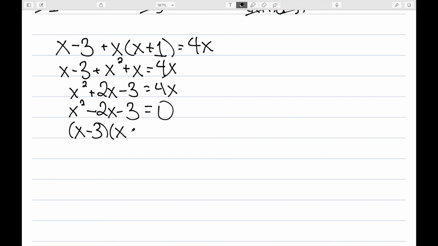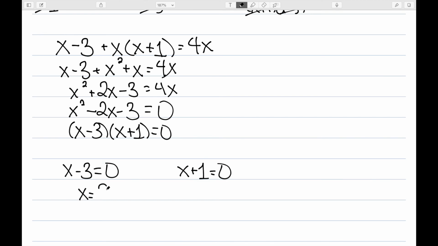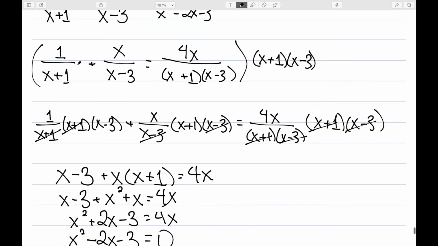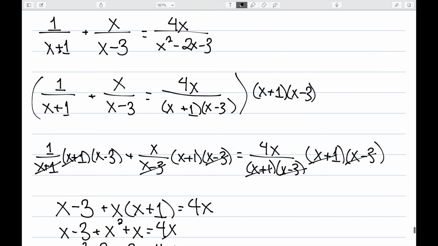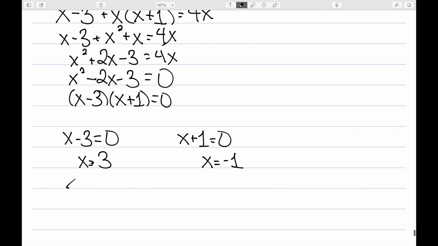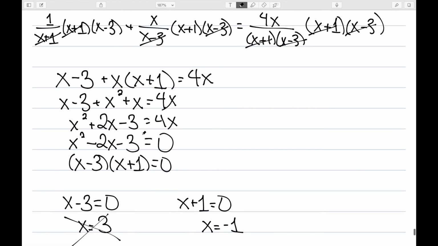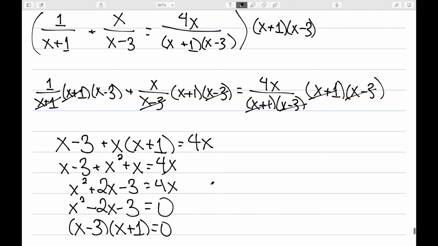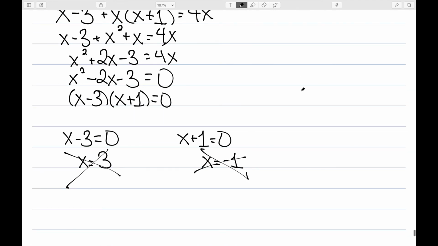We can factor (x minus 3)(x plus 1). So now I know x minus 3 is 0, or x plus 1 is equal to 0. That tells me my solutions are 3 and negative 1. But like I said, we do need to double check these. Let's start with 3. If I go back to my problem, that would be 1 over 4, which is fine, and then 3 over 0, which is not fine, so this is not a solution. What about negative 1? Well, that would give me 1 over 0 in my first term, which is also not okay. So here we have no possible solution.